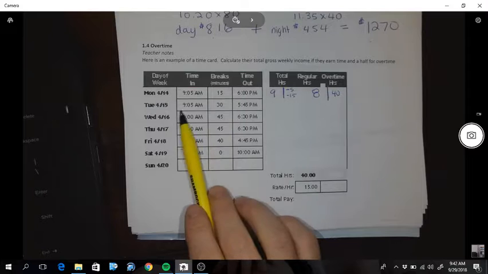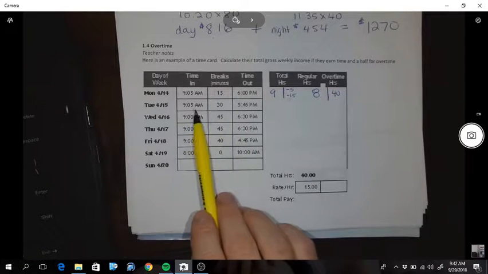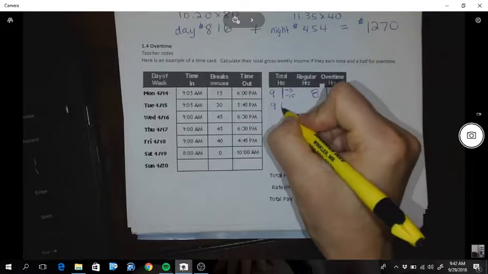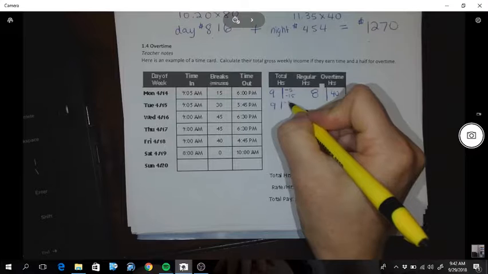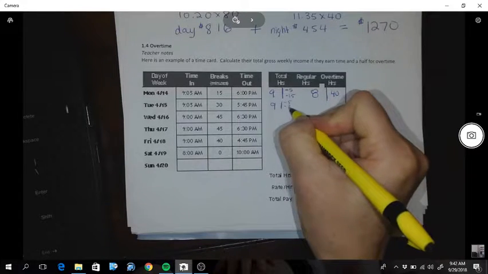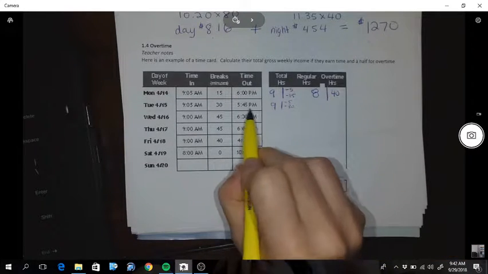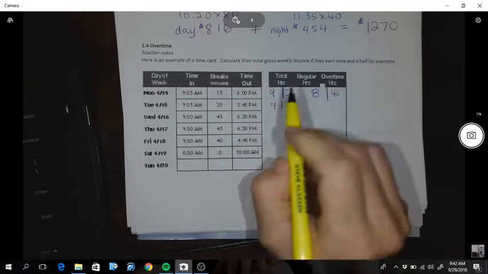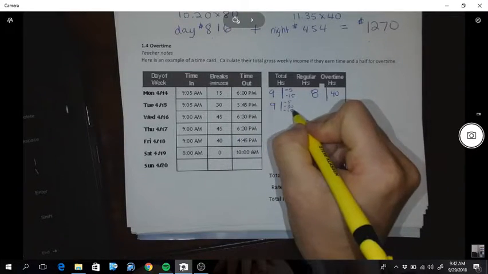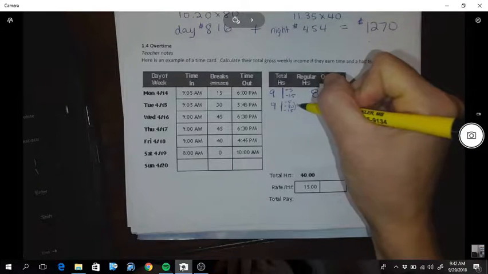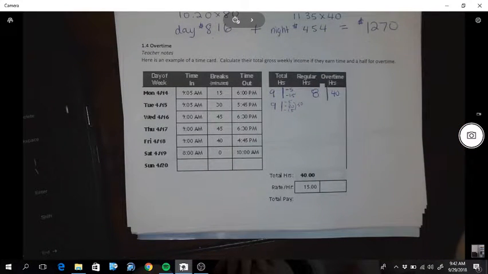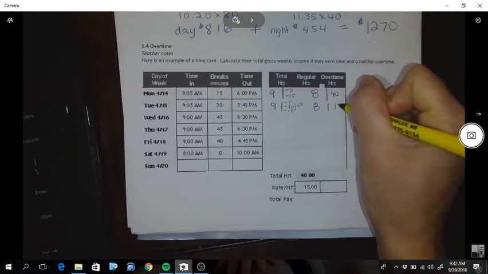Okay, day 2, Tuesday. Let's use this again. 9 to 6 is 9 hours. They came 5 minutes late. They had a 30-minute break. And they left 15 minutes early, so that's also a minus. So this is altogether 50 minutes that I'm going to take off. So that works out to 8 hours and 10 minutes.